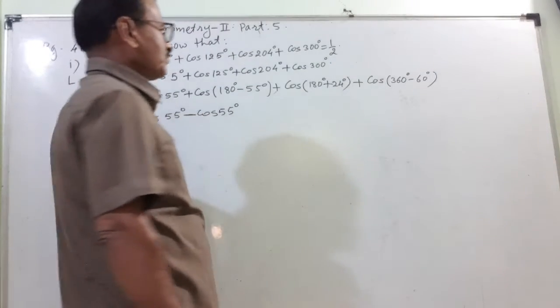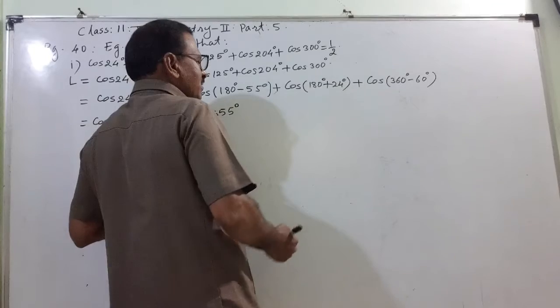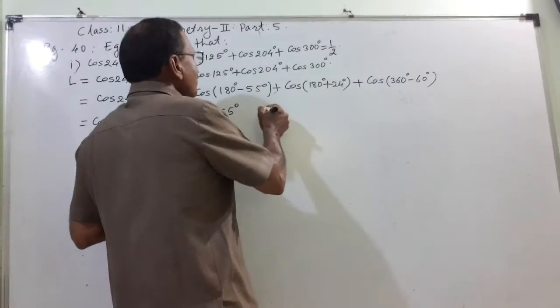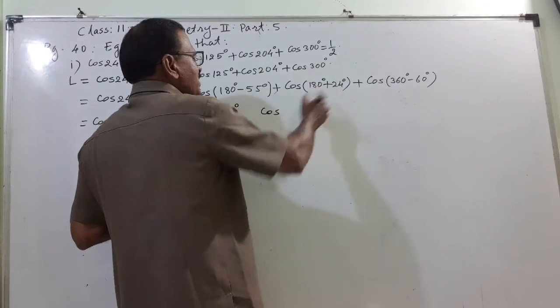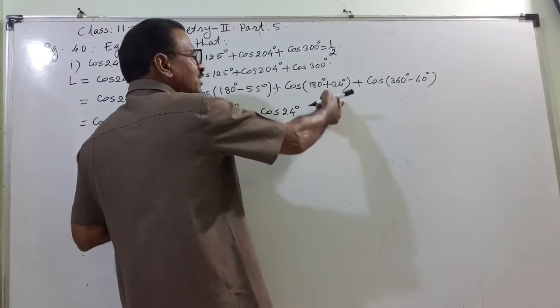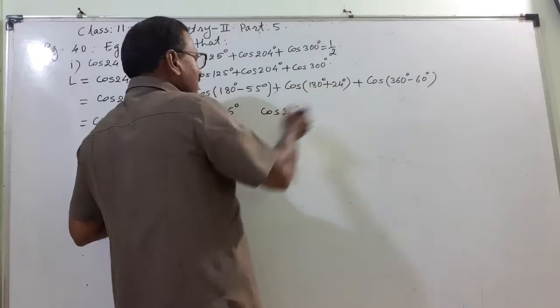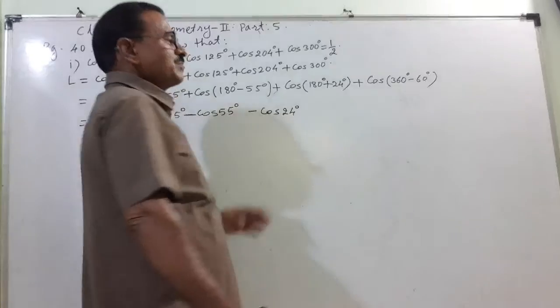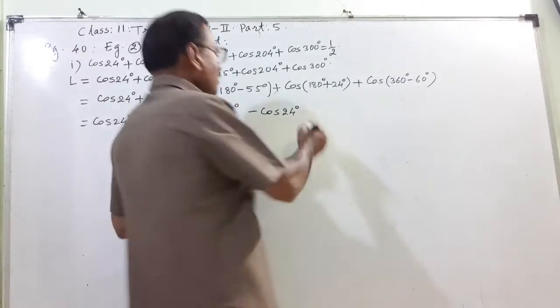Now here 180 plus something, the ratio remains the same. It will remain as cos of this angle, cos of 24 degree. Which quadrant? Third quadrant, 180 plus something. In the third quadrant cos is negative because only tan is positive.